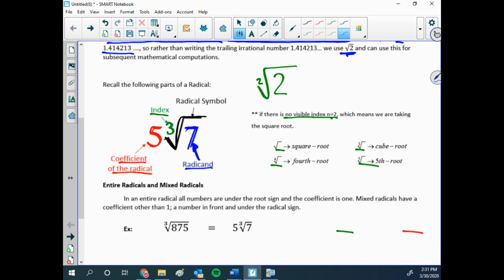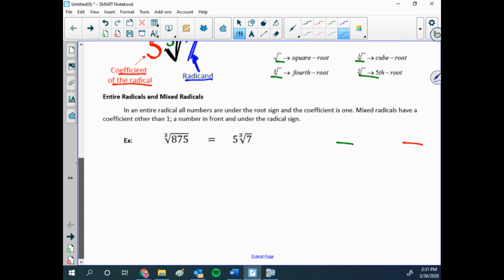The last thing that you should remember in terms of terminology is the difference between an entire and a mixed radical. And I'm going to mess these names up over and over again through this video, so I apologize right now. An entire radical is when all of the numbers are under the root sign. So if I look at this and this, which one is the entire radical? If the entire radical is when all numbers are underneath the root sign, that would be this right here. This is an entire radical.